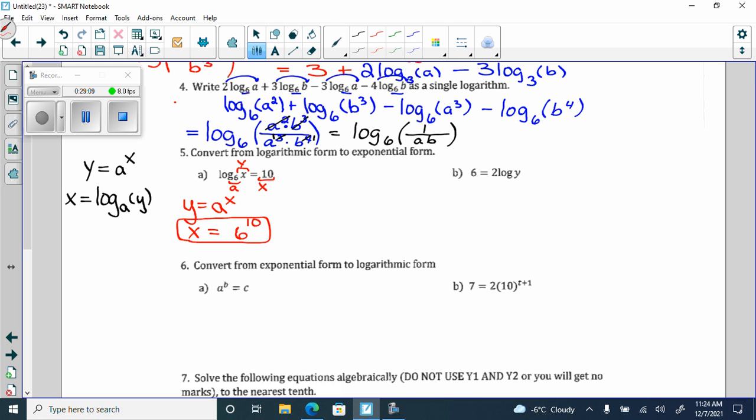What's the problem with B? Looks like the 2's the problem. It looks like I only have 3 pieces. But what I tell you, whenever there's a log without a base, what should you immediately do? Base 10. So there actually is 4: 1, 2, 3, 4. So I have to divide the 2 over first. So I actually get 3 equals log base 10 of y.